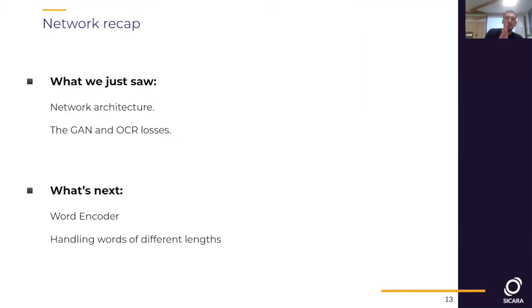So I just wanted to do a quick recap of what we've seen so far and what is still to be seen about the network. First, we had an overview of the different steps of the network architecture, and then we discussed more in depth the losses used to train the network. And now we're going to talk about the word encoder and the different tricks used to handle words of different lengths.